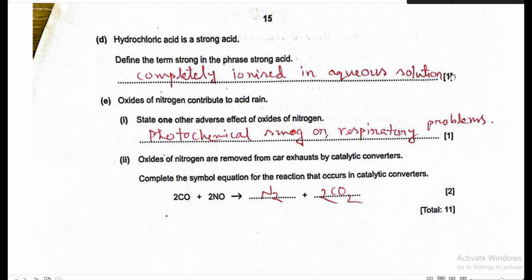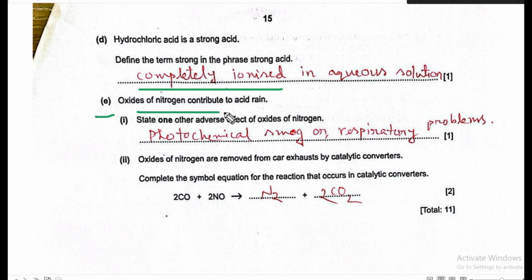Now, hydrochloric acid. Hydrochloric acid is a strong acid. Define the term strong in the phrase strong acid. You know, strong means completely ionized in aqueous solution. Strong acid means the acid which is completely ionized in aqueous solution. A strong acid completely ionizes in aqueous solution.